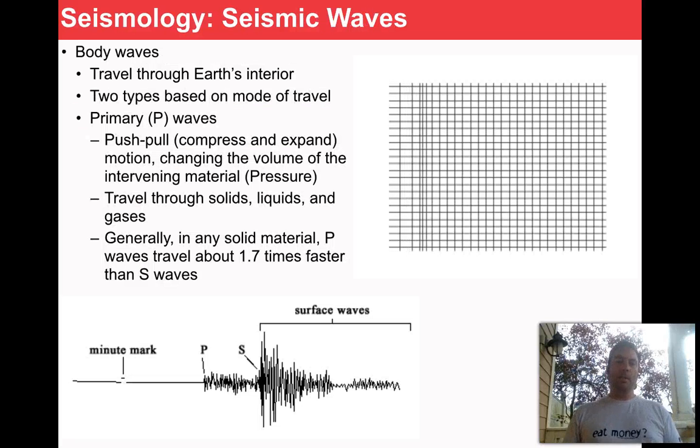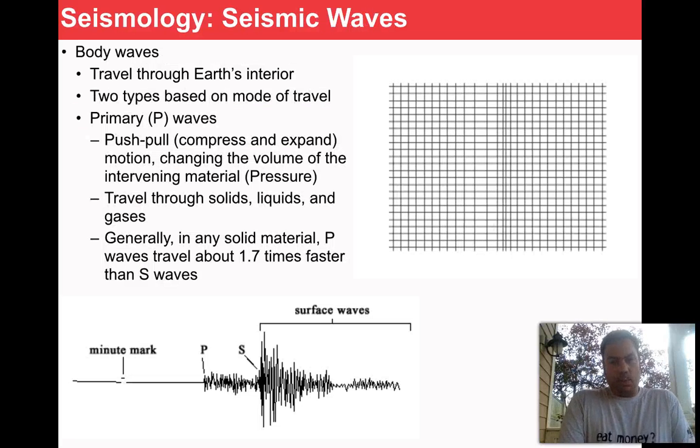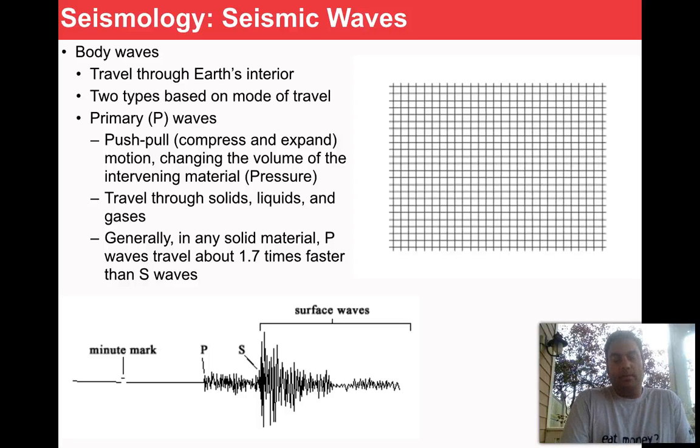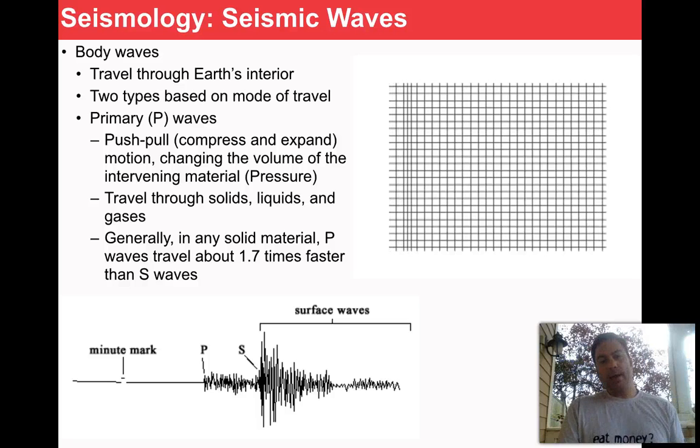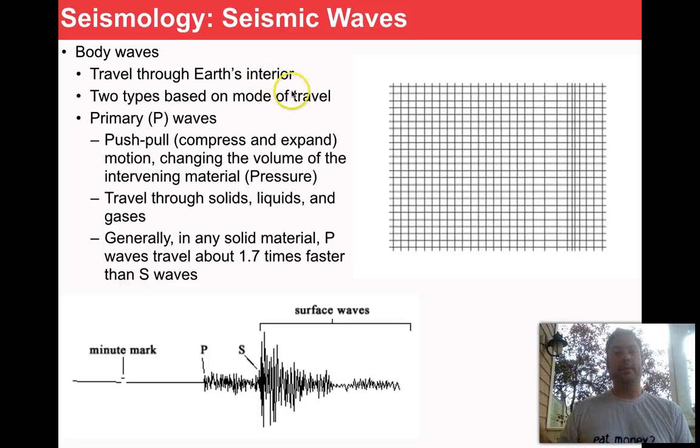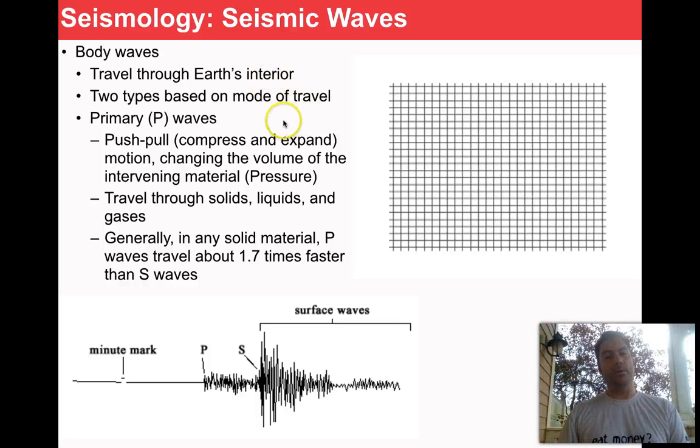So let's talk about the different kinds of waves. First off, there are several kinds of waves that emanate from a single seismic event, a single earthquake. There are surface waves and there are body waves. The first group we're going to talk about are the body waves. Body waves are waves that can travel through Earth's interior. Surface waves are only up on the surface. We'll be talking about them afterwards.